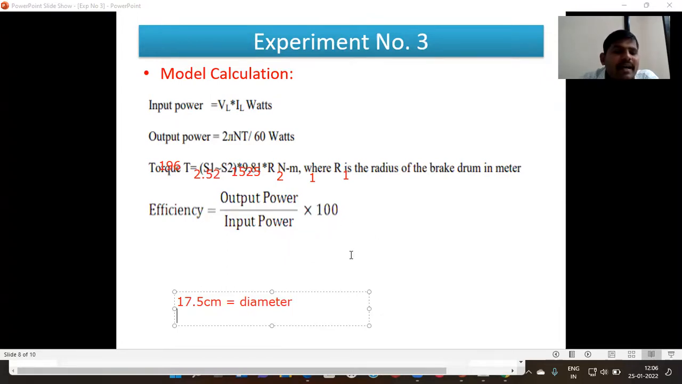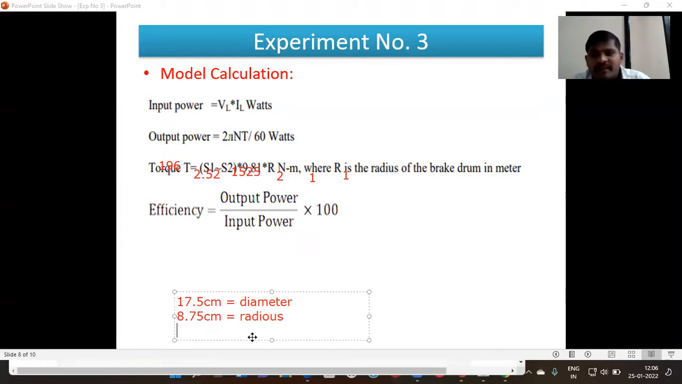ड्रमचा जो डायमीटर आहे 17.5 सेंटीमीटर आहे, त्याची रेडियस किती येईल मग? 8.75. राईट, दॅट इज 8.75 सेंटीमीटर. इट इज द रेडियस. ओके, now I want to convert this into meter. मला मीटर मध्ये कन्वर्ट करायचे. किती येईल व्हॅल्यू? रेडियसला मला मीटर मध्ये कन्वर्ट करायचंय.